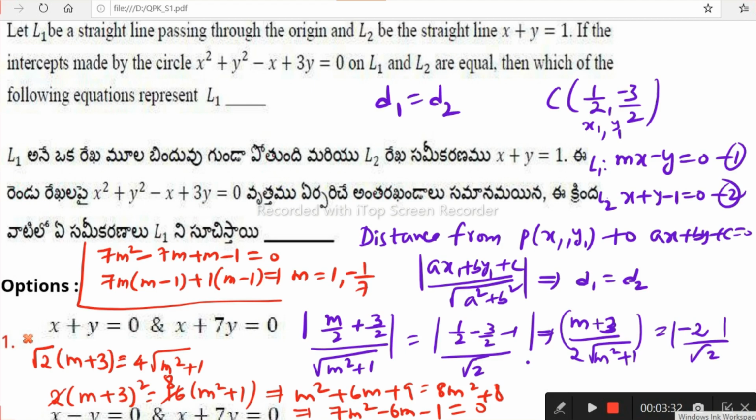The m values you can substitute in this equation. So for the equation of L1, if you substitute m equal to 1, we get x minus y equals 0, one equation. If you substitute m equal to minus 1 by 7, you get x plus 7y equals 0. So what are the equations of L1? We got x minus y equals 0 and x plus 7y equals 0.